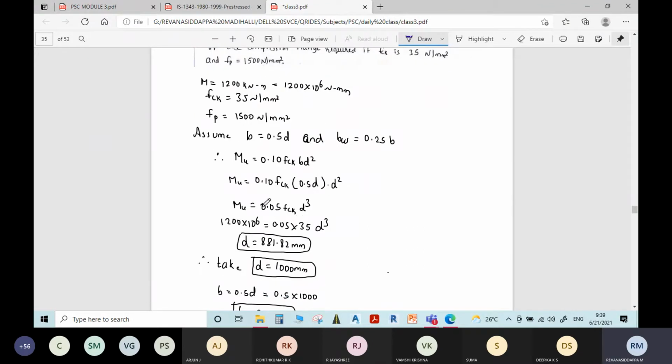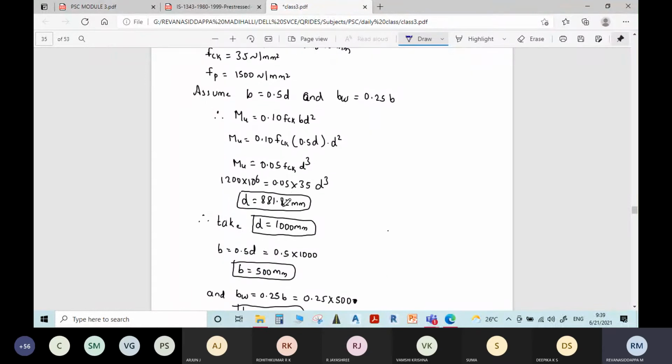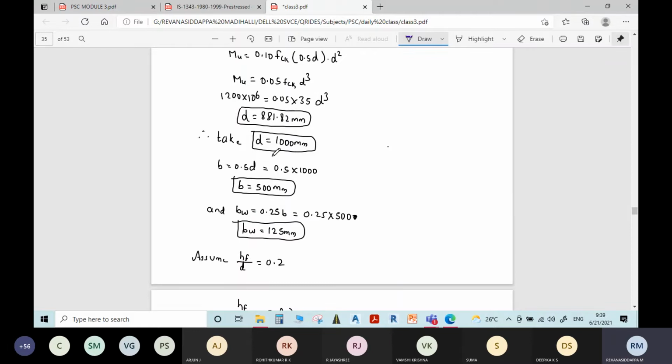Now we have used this moment formula corresponding to this assumption, 0.10 FCK BD square. B we have assumed as 0.5 D. We have substituted, and finally we got some effective depth. Then we have assumed a little bit higher effective depth, rounded off to 1000 mm. Then you can easily calculate width of the flange as well as width of the web. Width of the flange is half of the effective depth, 500 mm. Width of the web is 25% of this width of flange, that is 125 mm.